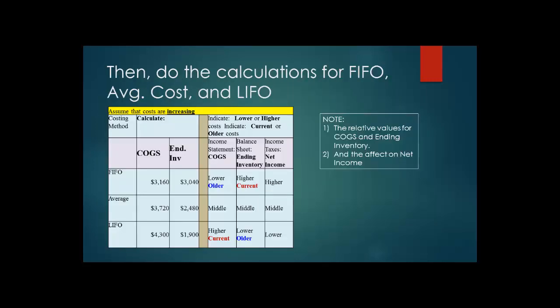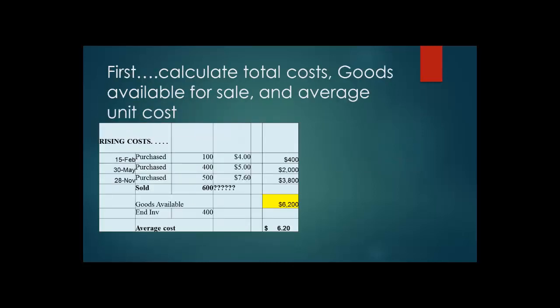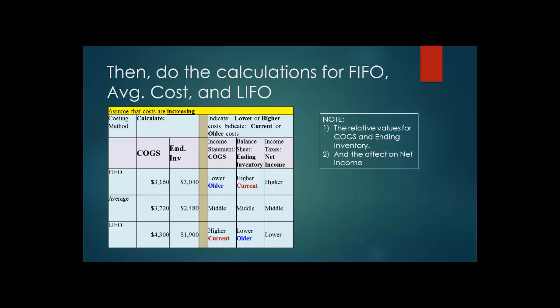But let's start out with FIFO. We're going to calculate cost of goods sold first. So we're going to use the oldest cost layer first. I'm not going to show you that math, but you can do it. So we want to sell 600, so we're going to take 100 at 4 or $400, 400 at 5 or $2,000, and 100 at $7.60 or $760. This will add up to 3,160, and the remainder is 3,040.